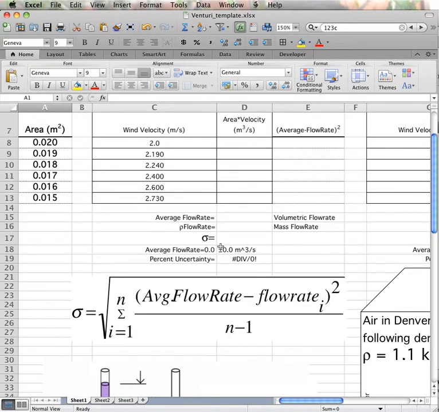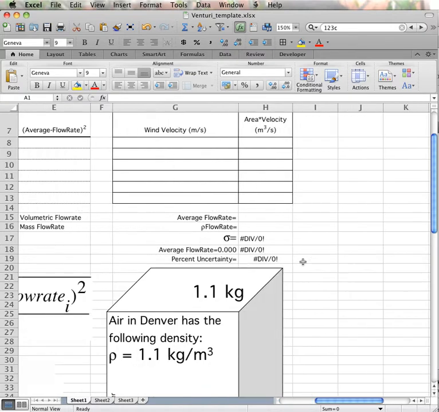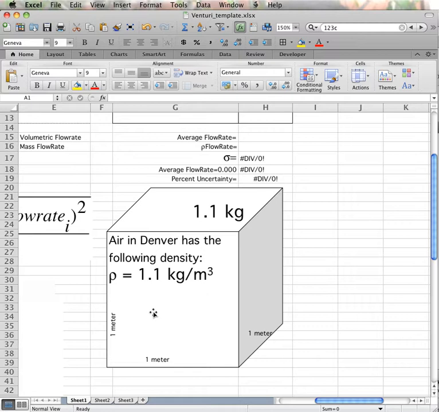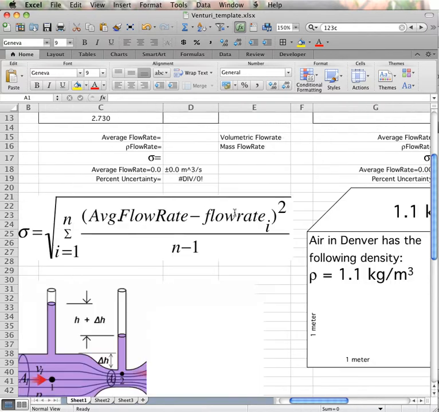Now we'll be using a quantity called rho, or the density of air. And the density of air in Denver, Colorado is about 1.1 kilogram for every meter cubed. And what that means is if we take a meter by a meter by a meter, that volume right there will have a mass of 1.1 kilograms.